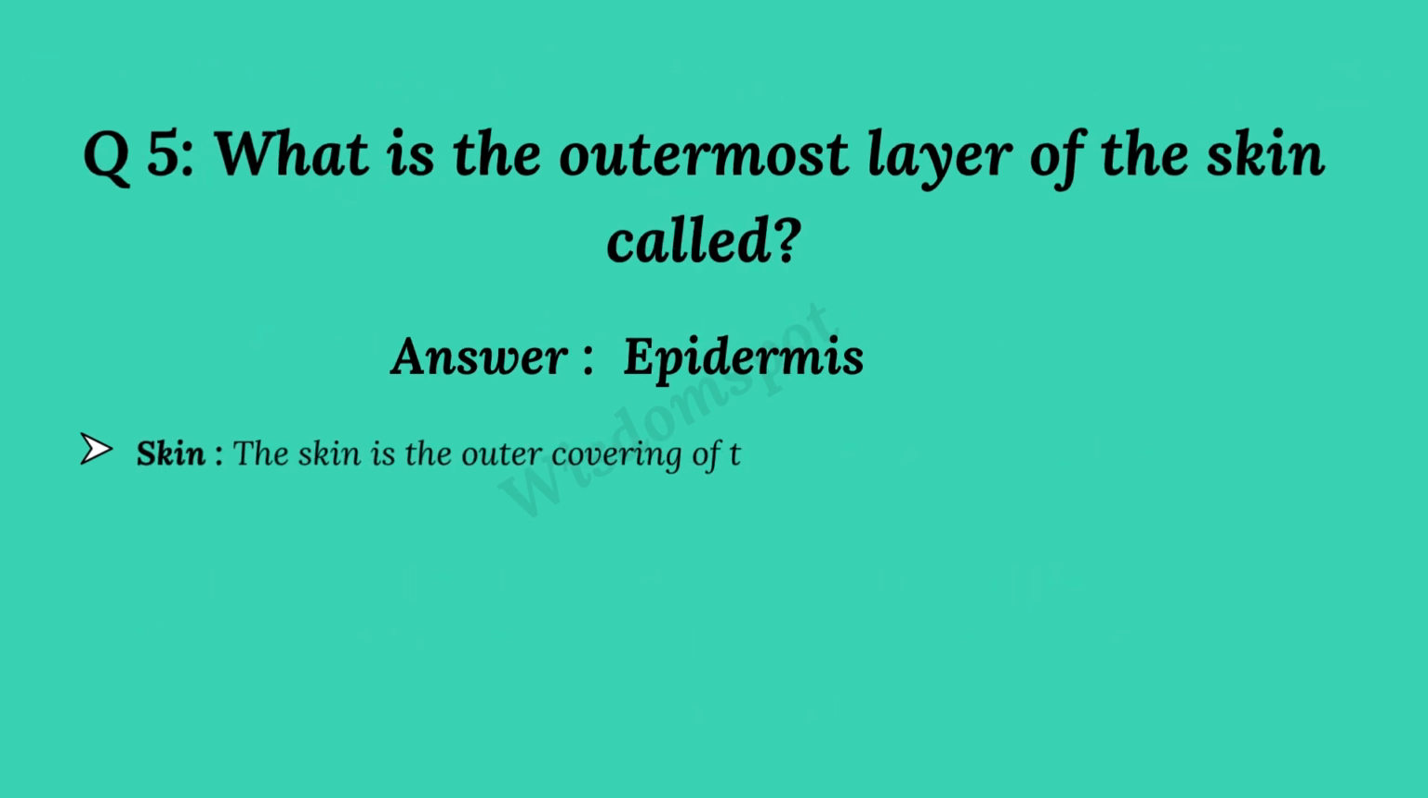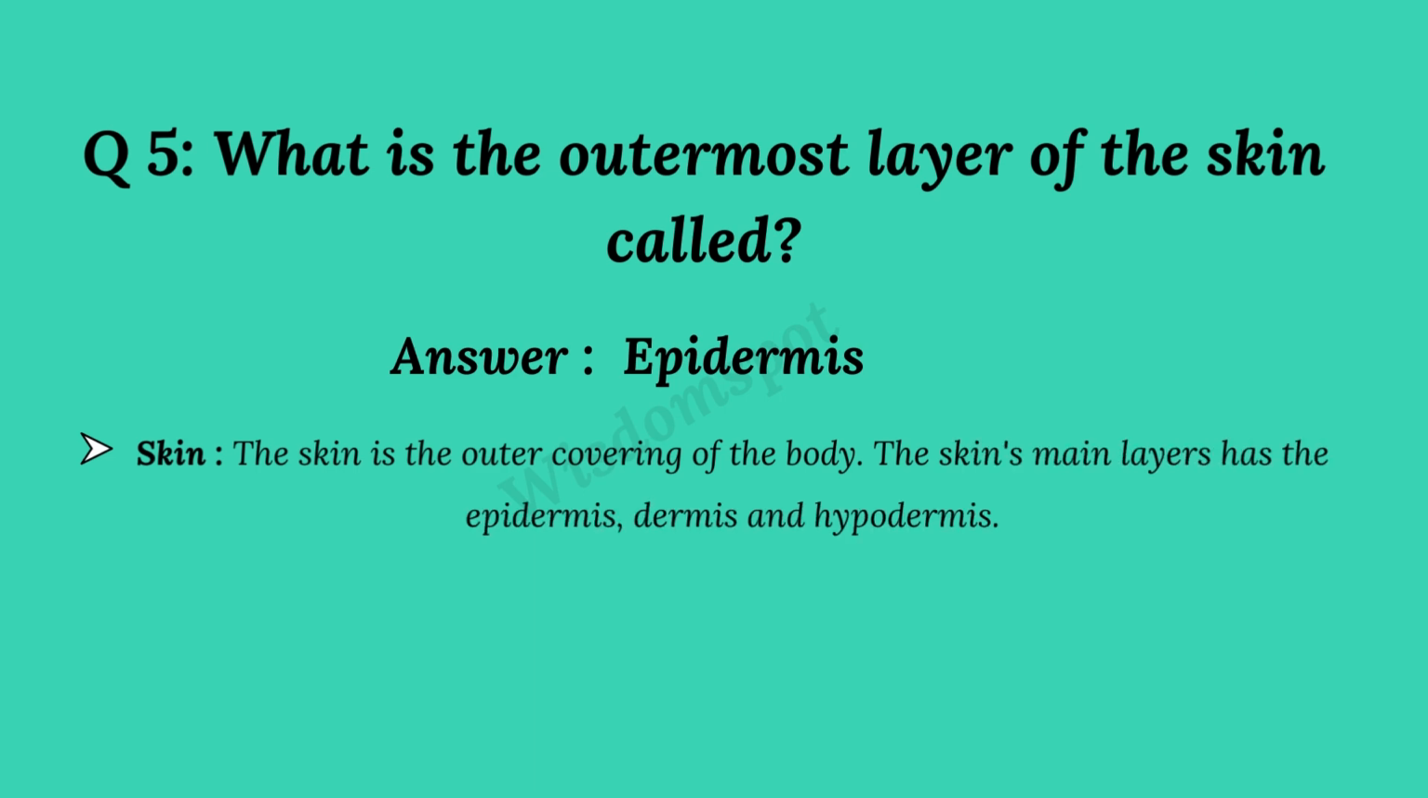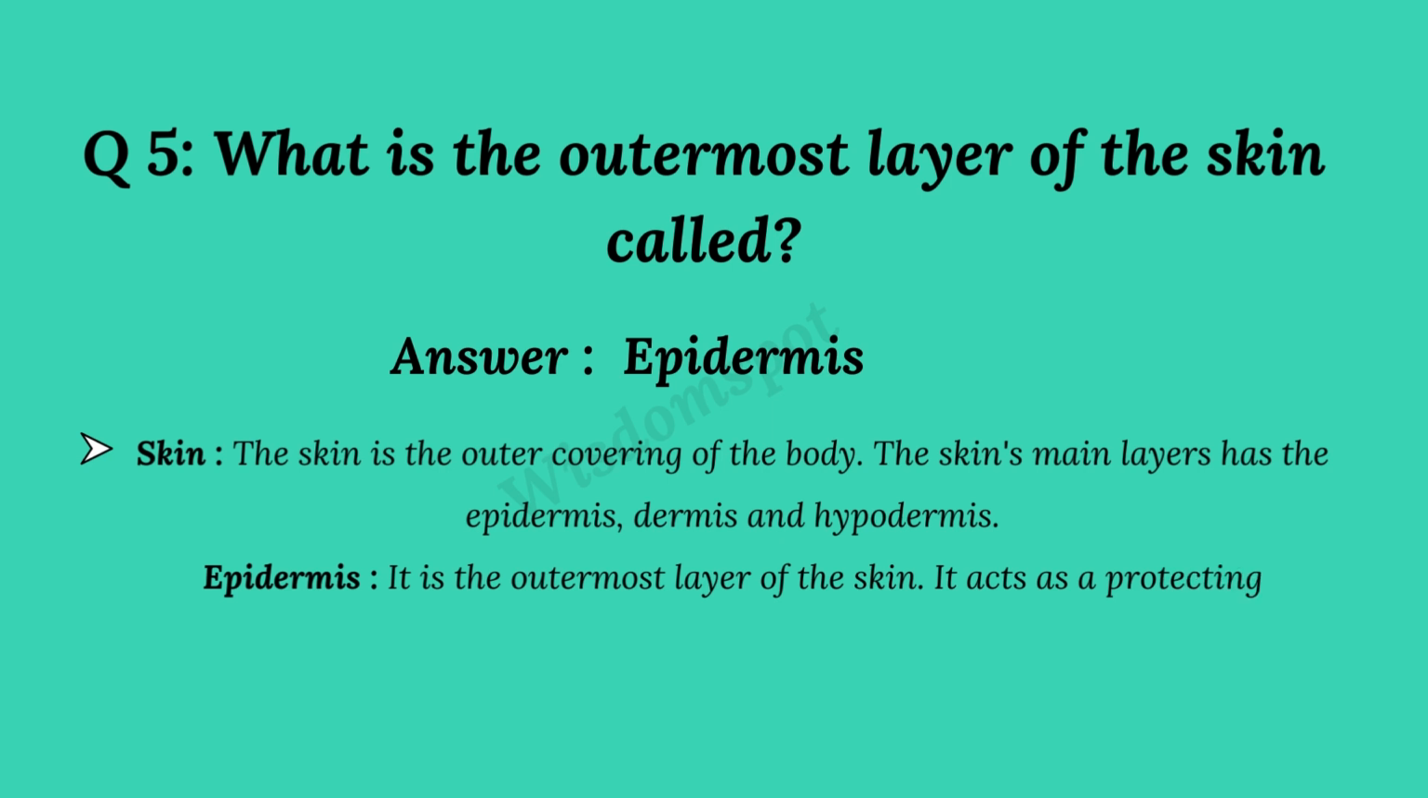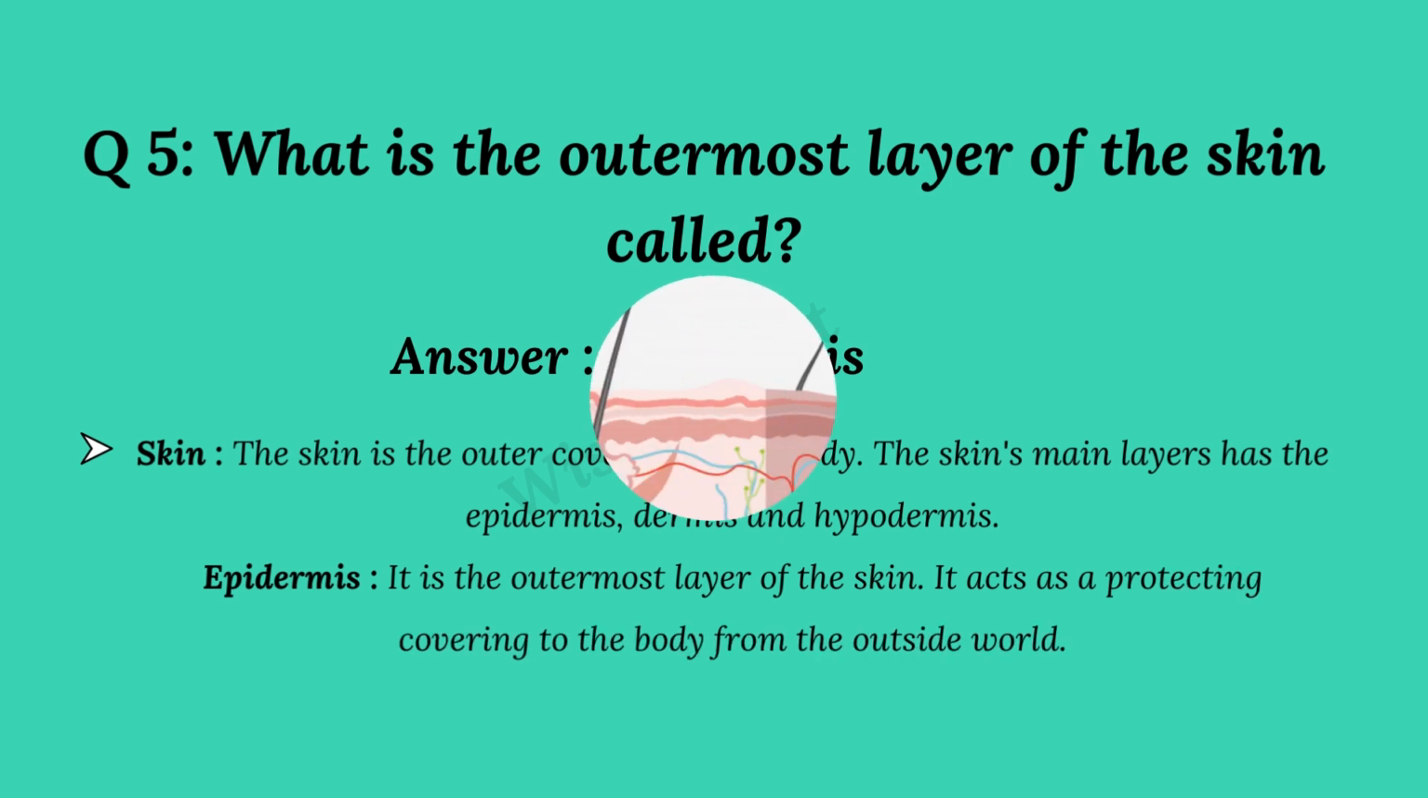What is the outermost layer of the skin called? Answer: epidermis. The skin is the outer covering of the body. The skin's main layers are the epidermis, dermis and hypodermis. Epidermis is the outermost layer of the skin. It acts as a protective covering for the body from the outside world.